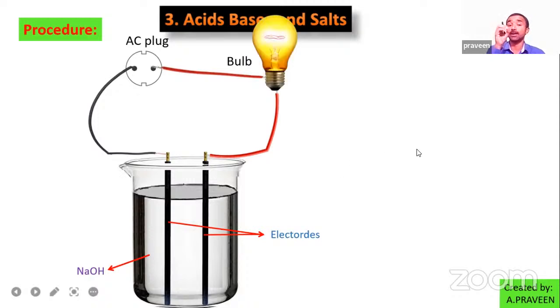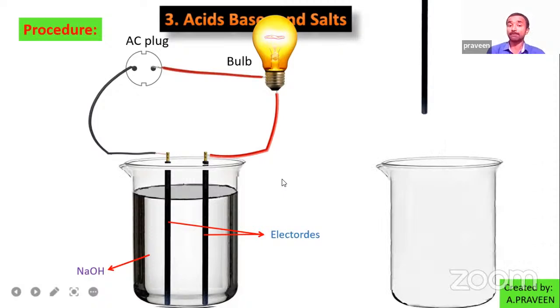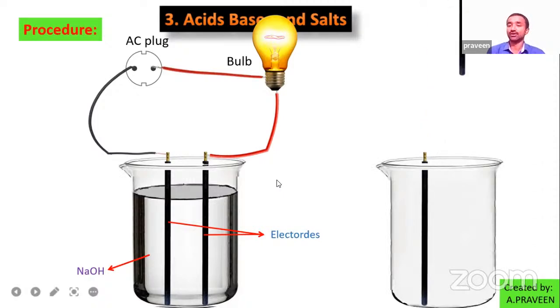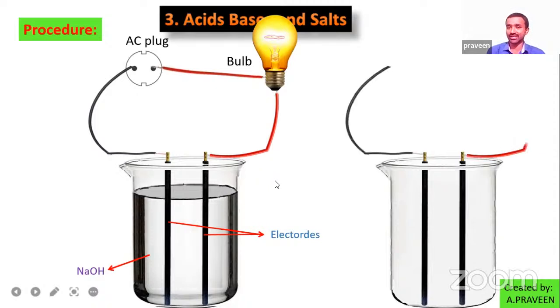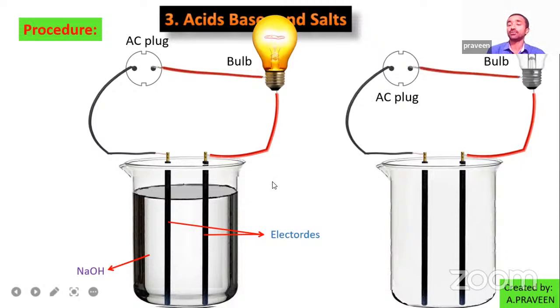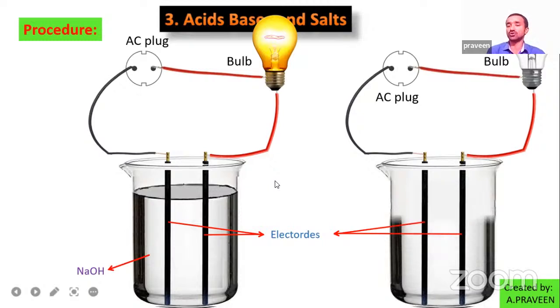Then focus on the brightness of the bulb here. Next, the same thing, but the basic solution is different now. Now I'm going to fill the second beaker with ammonium hydroxide, so that the electrodes come in contact with the liquid solution, which is now, sorry, ammonium hydroxide. Basic now.